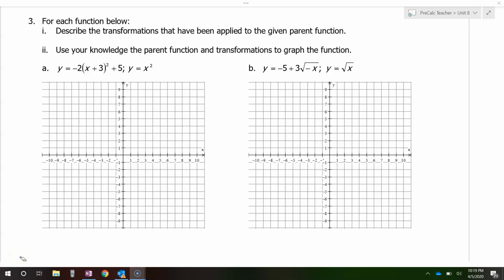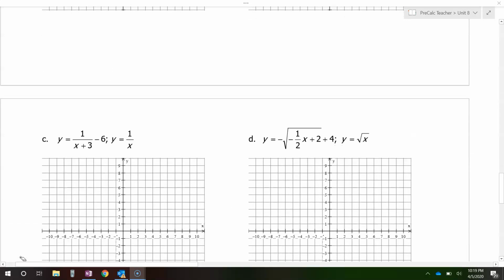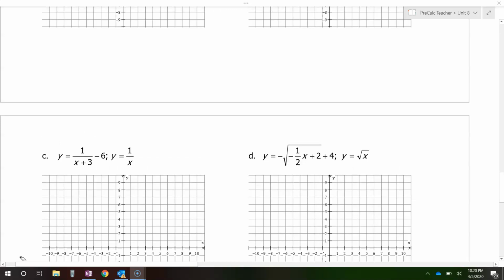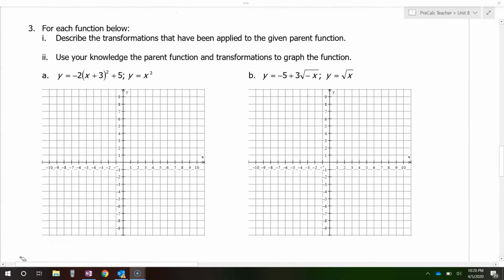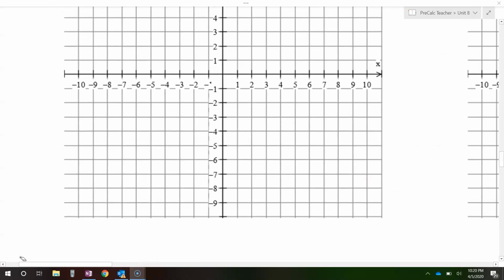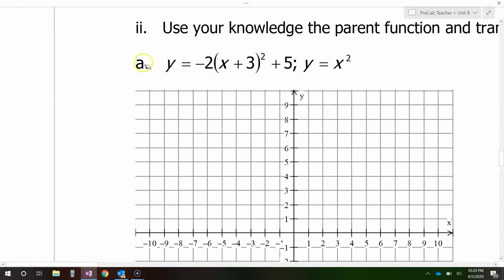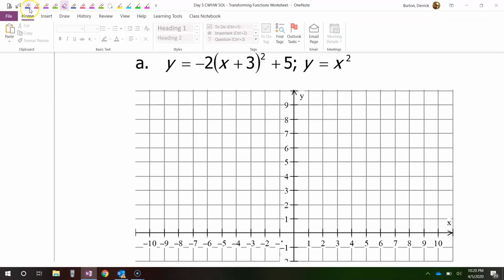In this video, we will identify and graph the transformation of the following functions. We have a quadratic function, we have two square root functions, and we have a rational function. So let's start by describing the transformations featured in this quadratic function. I think we'll just do that off to the side right here.